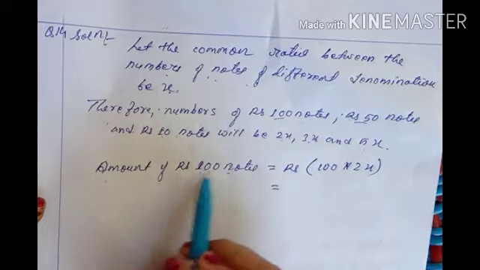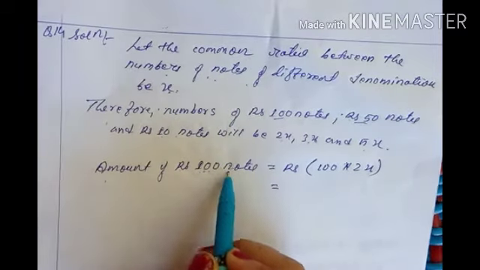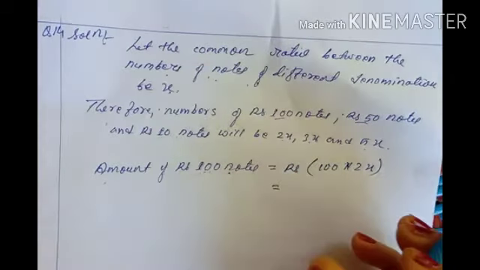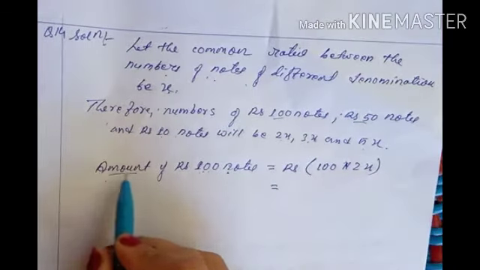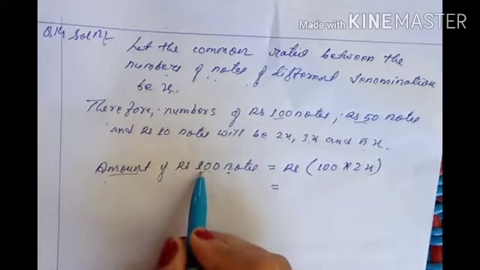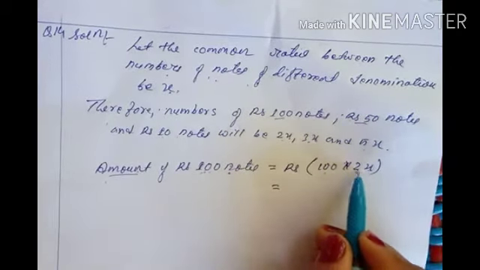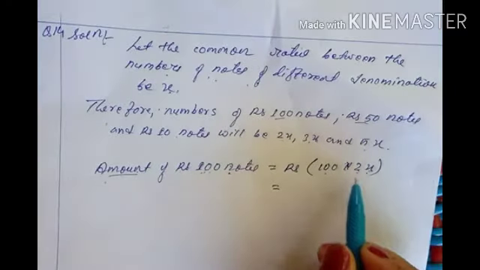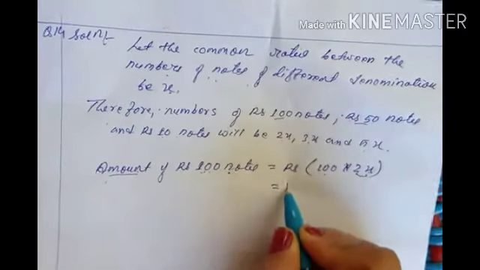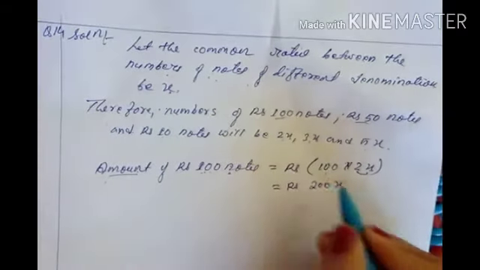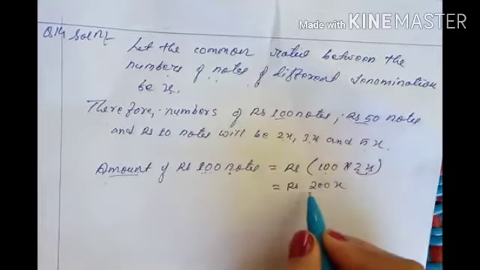Now the amount of rupees 100 notes. Suppose you have how many 100 notes? 2x. So the amount means money. How much total money will you have of 100 rupees? It will be 100 into 2x. Why 2x? Because the number of that note is 2x. That is why this amount will be 200x. 100 into 2x means 200x.